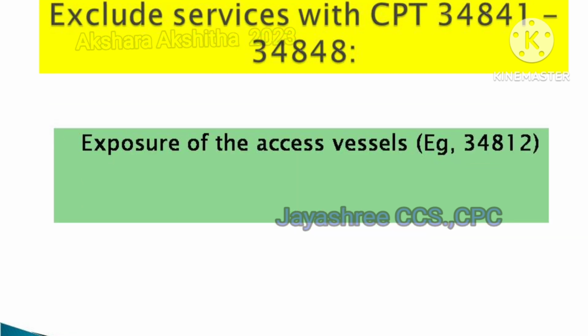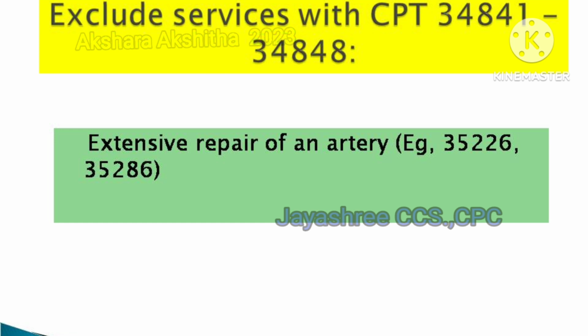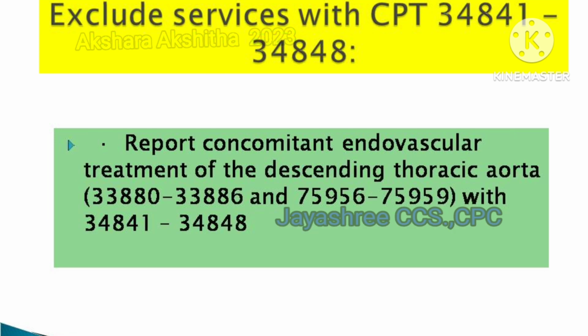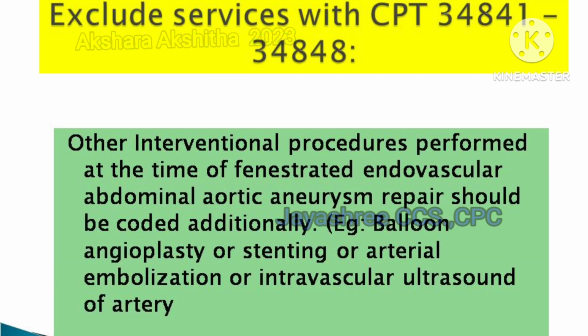Then the excluded services: exposure of access vessels, 34812, we can bill separately. Extensive repair of artery, 35226 and 35286, we can bill separately. Then for concomitant endovascular treatment of the descending thoracic aorta, 75956 and 75959, we can bill separately with 34841 to 34848. Other interventional procedures we can also bill separately, but they should be outside of the treatment zone, like balloon angioplasty, stenting, embolization, and intravascular transfusion.